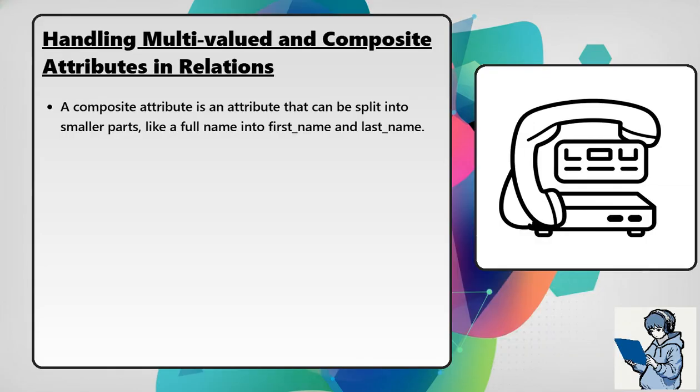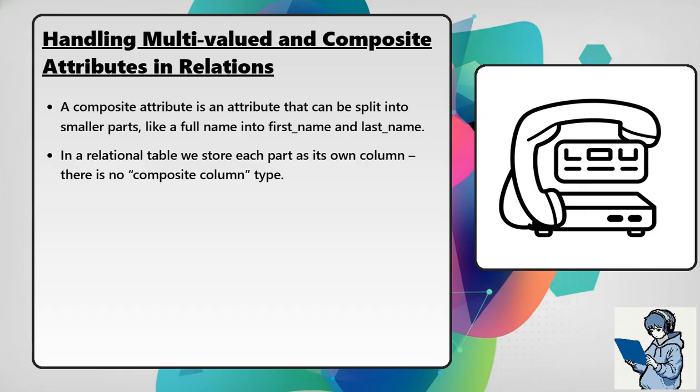A composite attribute is an attribute that can be split into smaller parts, like a full name into first_name and last_name. In a relational table, we store each part as its own column. There is no composite column type.